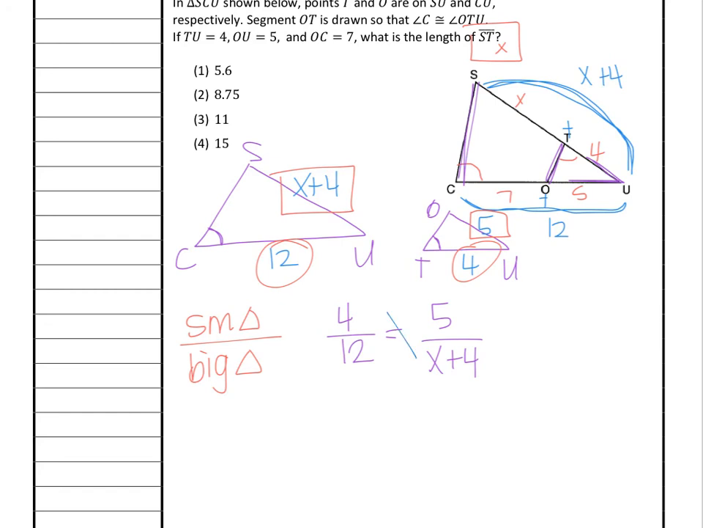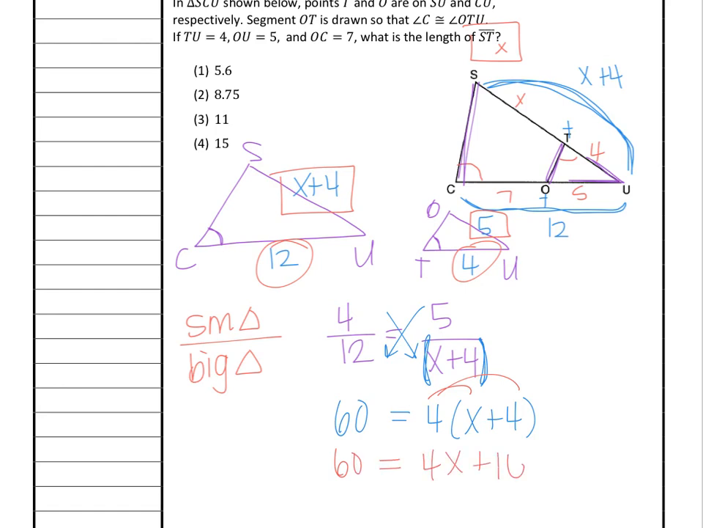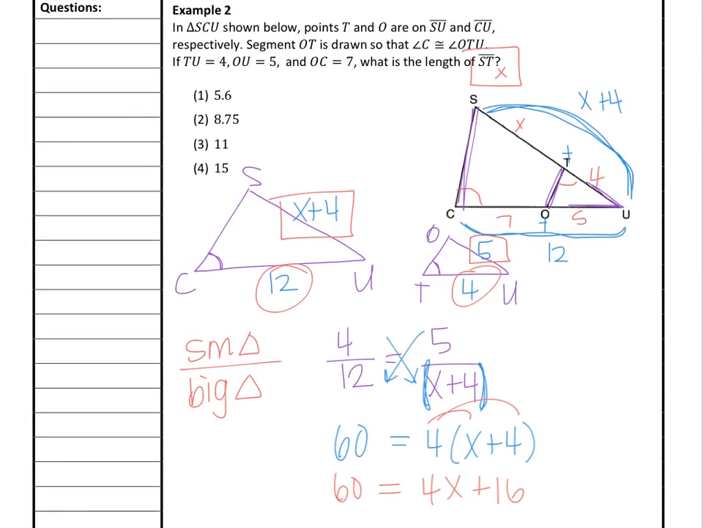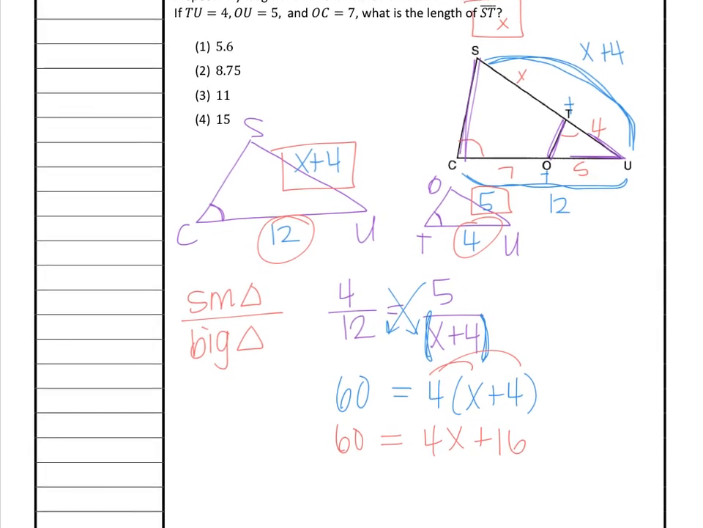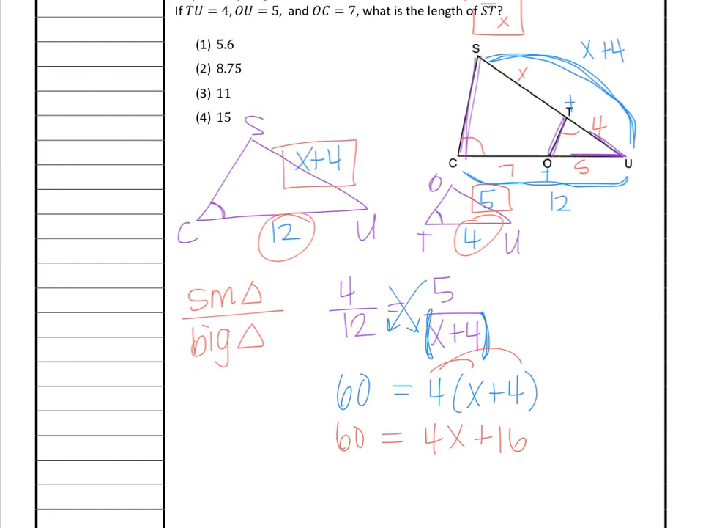So here we're cross multiplying, and I'm remembering to put X plus 4 in parentheses, very similar to last time. 12 times 5 is 60, 4 times the quantity X plus 4. Remember, you distribute, so we have 60 equals 4X plus 16. And I'm going to leave it to you to solve for X and then choose your choice. So pause the video while you do that. I'll put my answers up here and then hit play when you're done, please.